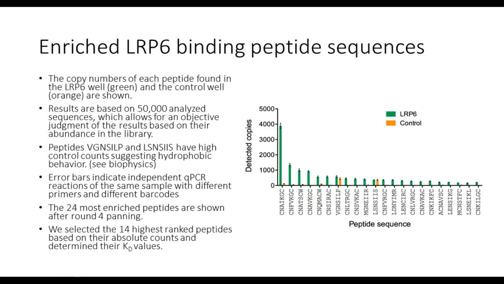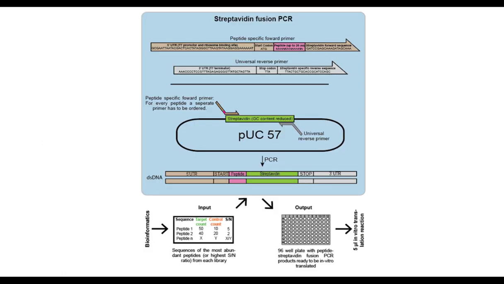These were the results from the next-gen sequencing. We analyzed 50,000 sequences per library. What you see is that this peptide here has by far the highest abundance. This peptide here shows a high signal-to-noise ratio, suggesting that this is a non-specific binder, and the same for this peptide. The 14 highest ranked binders we used and characterized KD values.